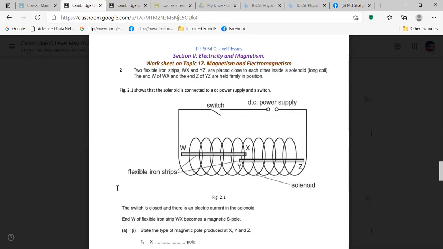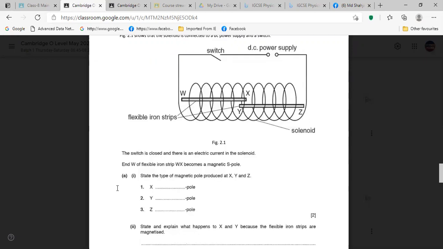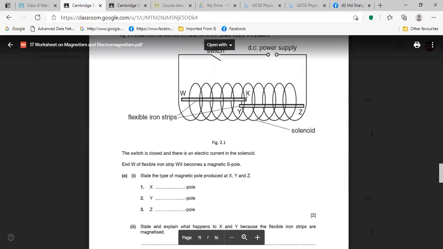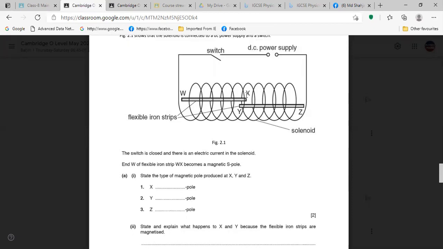Okay. So here W becomes south pole, right? The left side becomes south pole. Then what will happen to X if W is south pole? Then X will be which pole? North pole. Very good.